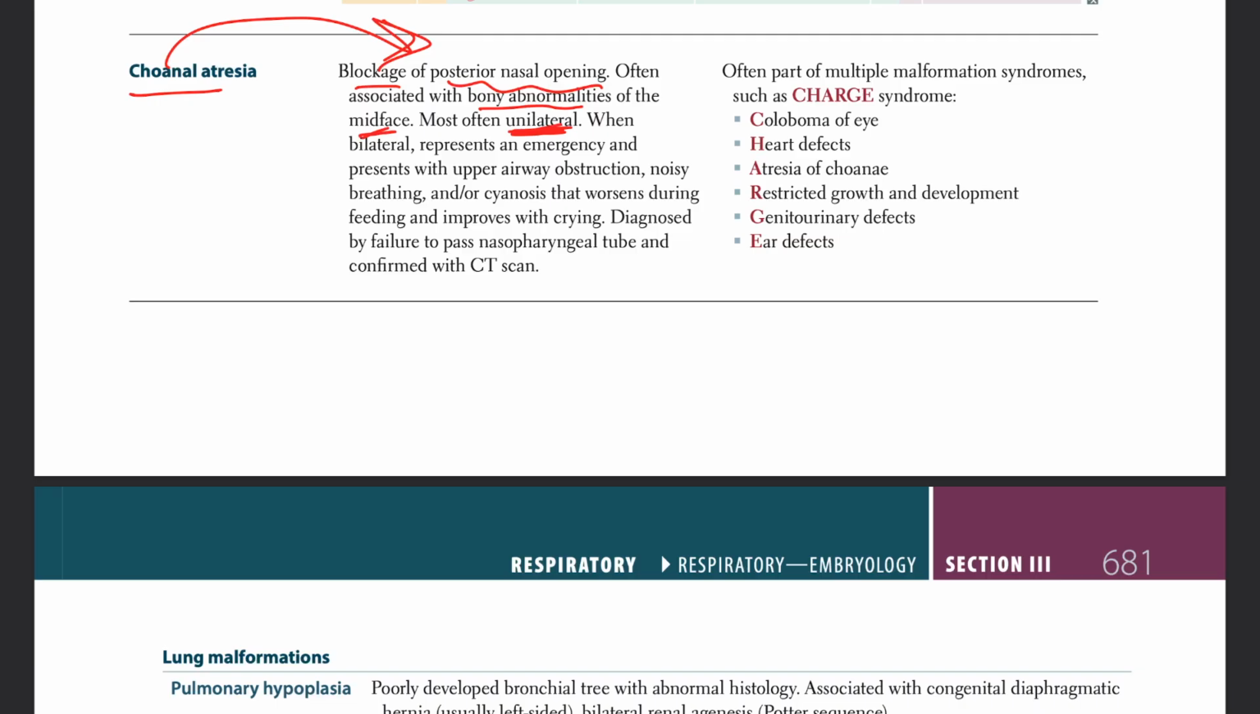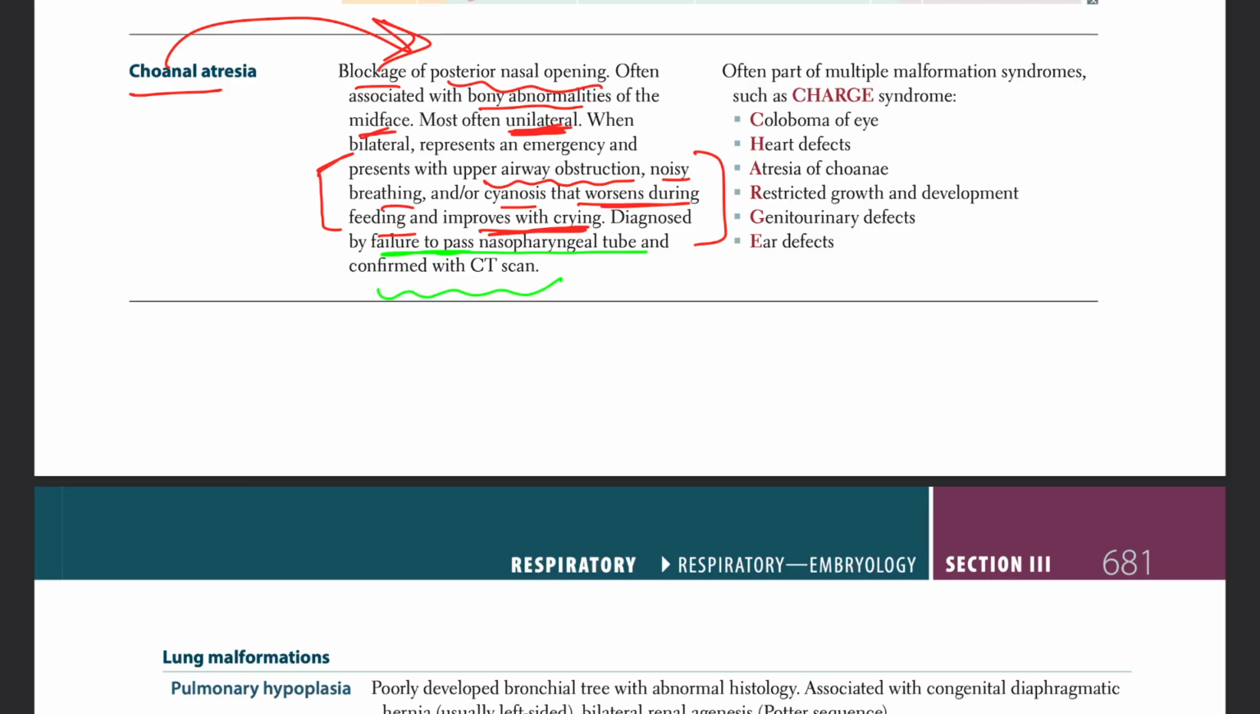When bilateral, it represents an emergency and presents with upper airway obstruction, noisy breathing, and cyanosis that worsens during feeding and improves with crying. This is important. It is diagnosed, this is also important, by failure to pass a nasogastric tube, and that can be confirmed with a CT scan.